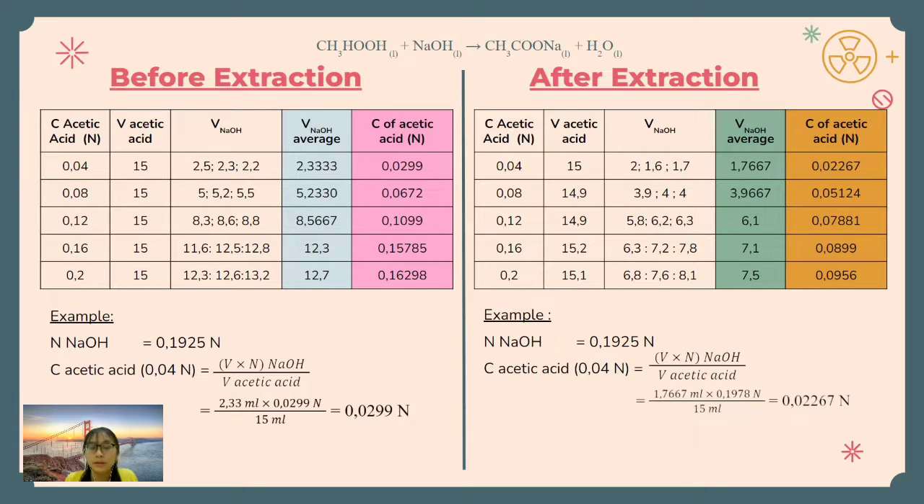That way, the titration results are obtained in the form of NaOH volume of each repetition in the left table. And the average NaOH volume used is 2.3, 5.2, 8.6, 12.3, and 12.7 milliliters. In the table, the volume of NaOH used in titrating acetic acid will increase as the concentration of acetic acid increases, because the amount of acetic acid that must interact with NaOH is also increasing. So the equivalence point will be increasingly far from equilibrium. From the left table, the initial acetic acid concentration can also be obtained in the pink column, with an example calculation at the bottom of the table.